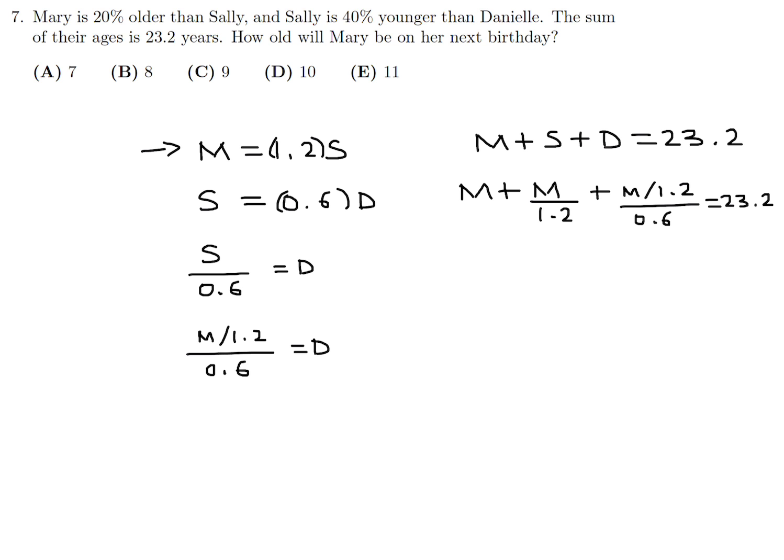Okay, so now in any way you want, you have to solve this, and it's up to you, right? I'm not going to waste your time and add fractions and all that. In any way you feel comfortable, solve that equation, and if you do, you get m equal to 7.2. And they're asking, how old will Mary be on her next birthday? Well, on her next birthday, she will be 8 years old. So number 7, the answer is B.